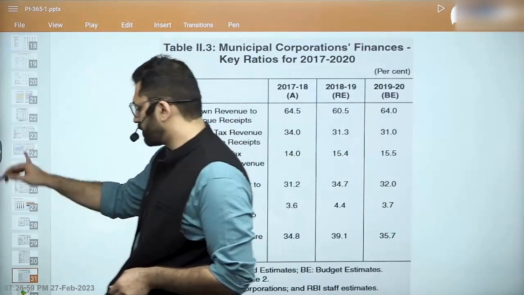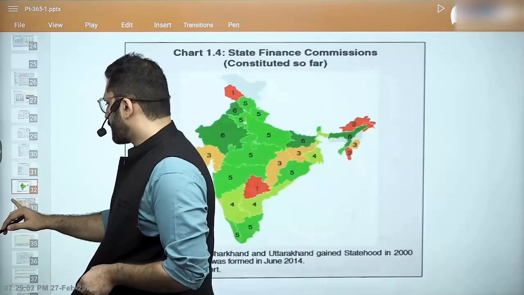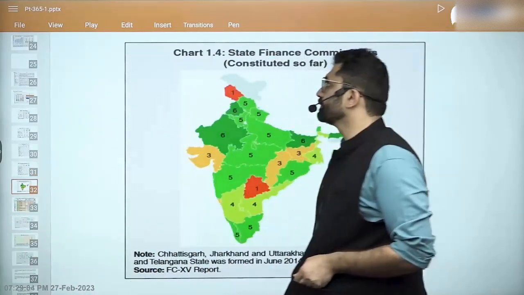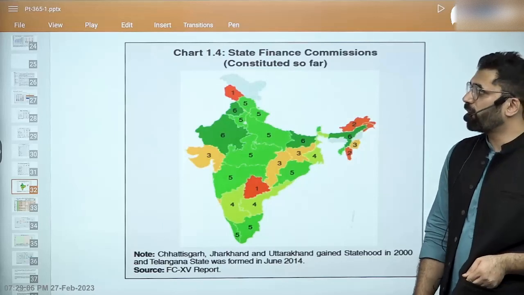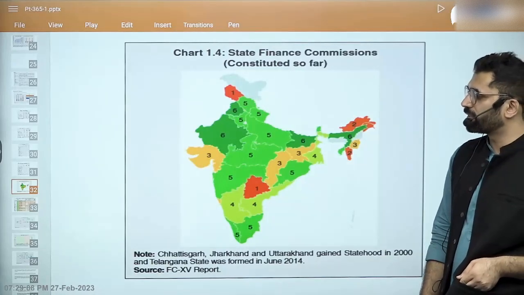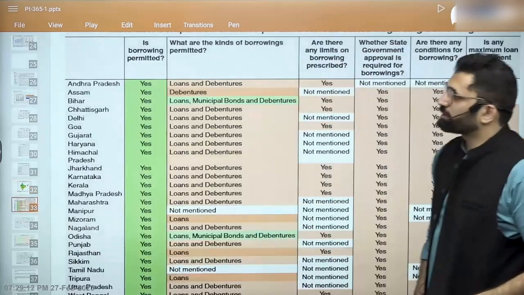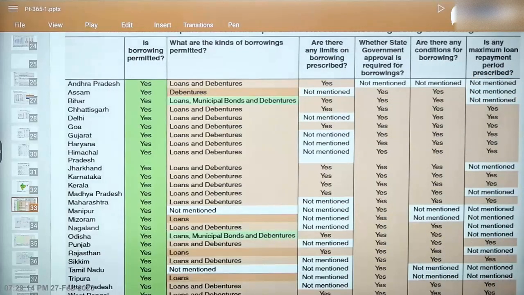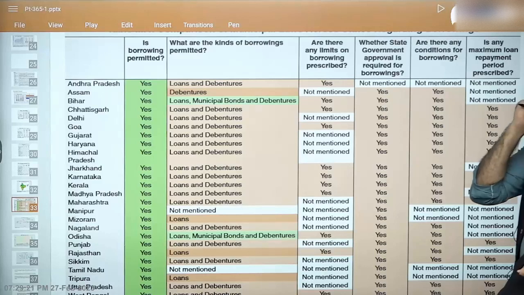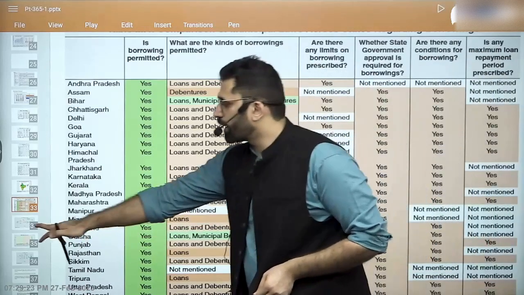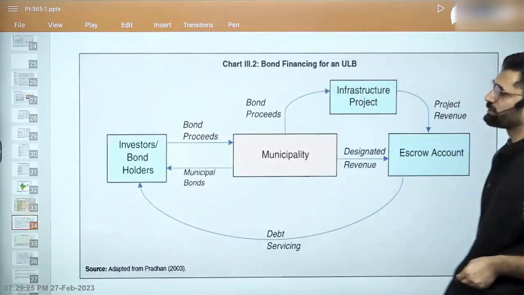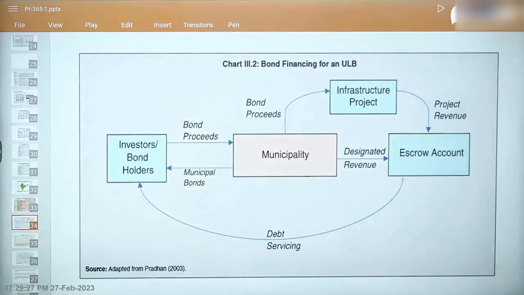Certain key performance ratios. The state finance commissions, how many have been constituted so far by different states. The conditions of borrowing from various states, whether they have conditions to borrow or not. The different municipal corporations in India. Different states, what are the conditions for borrowing? And certain alternative source of funds, for example, bond financing for urban local bodies.